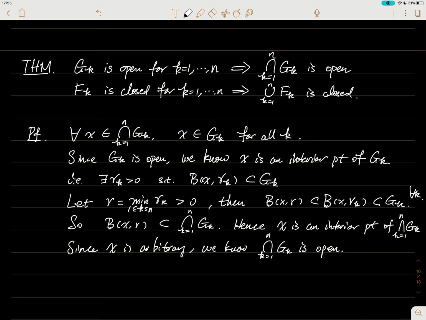Okay, so by now we should have proved the first statement: the intersection of finitely many open sets is still open. And the second statement can be obtained by applying De Morgan's law, like in the previous theorem. So I leave this for you as a practice.